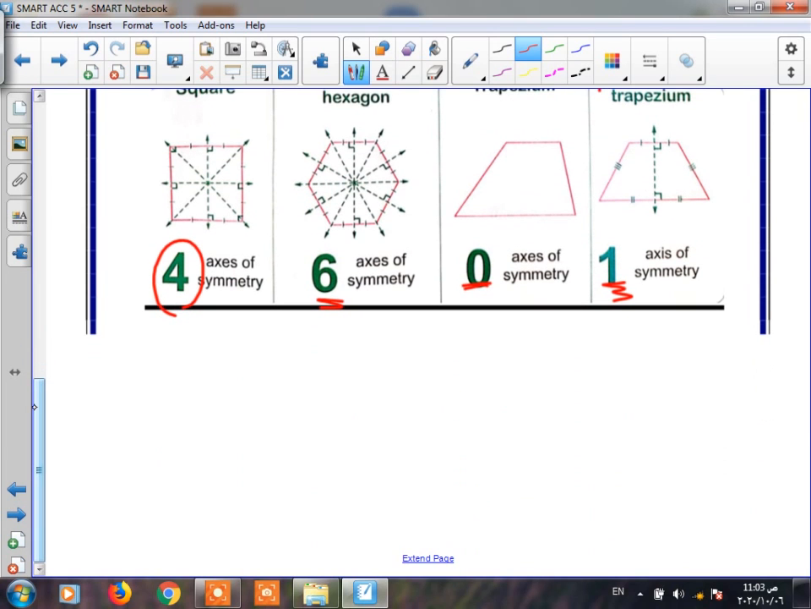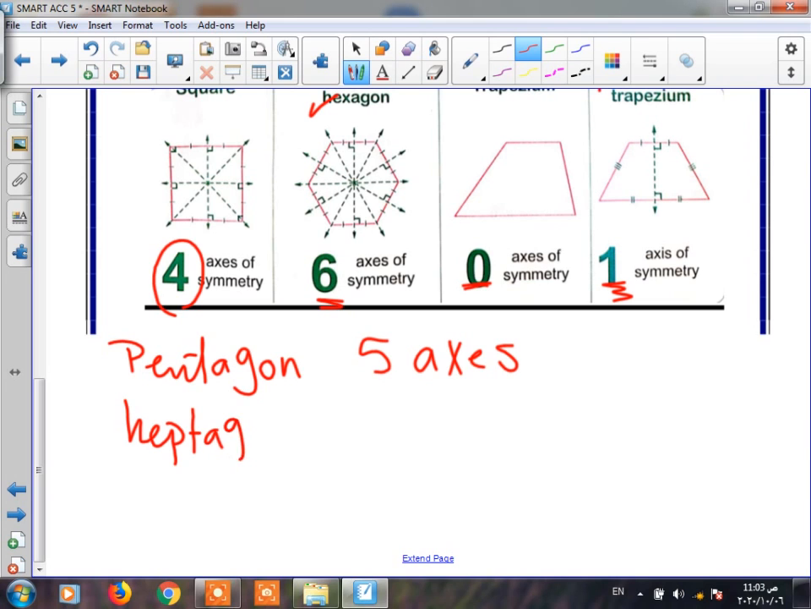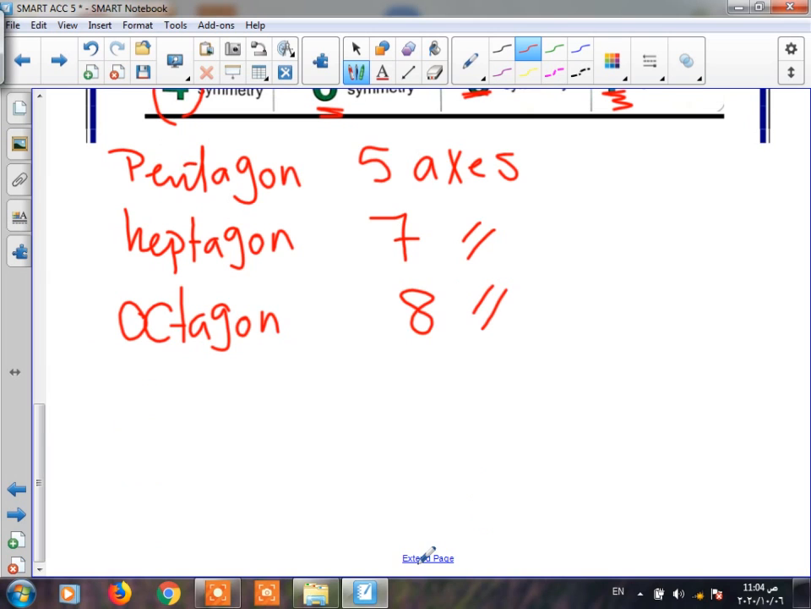And we have more of these figures like the pentagon. We take before pentagon. The pentagon has 5 axes of symmetry. Okay, pentagon 5, hexagon 6, heptagon 7. Heptagon has 7 axes. Octagon, we take before octagon. Octagon has how many axes? 8 axes of symmetry. And the last one he will ask about the circle.